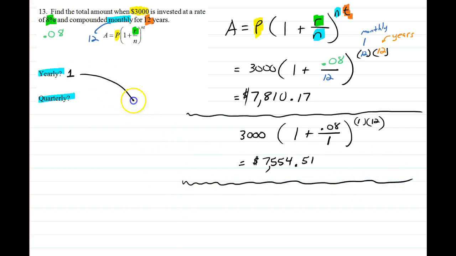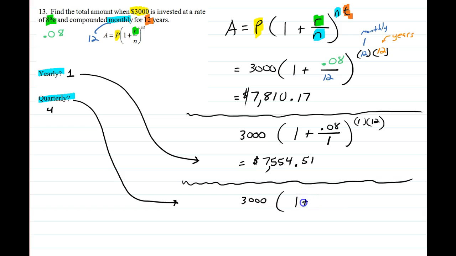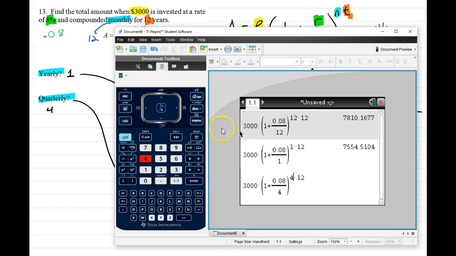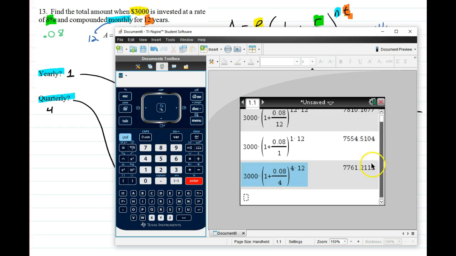Okay, that was for yearly. Now our last one is quarterly. And quarterly means 4, so you're going to get interest 4 times a year. And so it's 3,000, 1 plus 0.08 over 4, and 4 times 12. So now this answer should be in between, because here we got interest paid 12 times, here we got it paid once, now we're getting it paid 4 times. So let's take a look. So again, the only thing that changed is the 4. And so you can see that it is a little bit more than that, a little less than that, so 7,761.21.